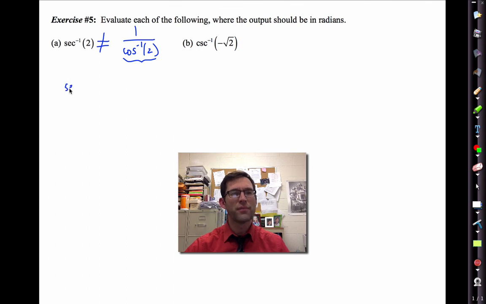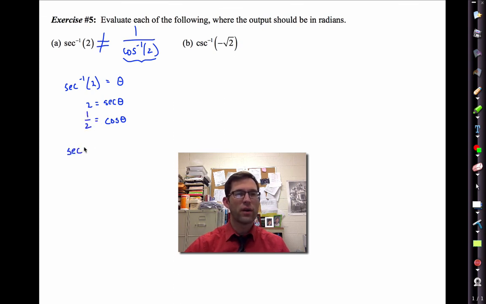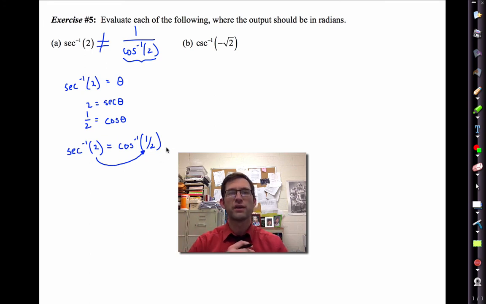Let's explore this a little bit. We know that whatever this is, it's going to be an angle. Let me call it theta. So what we know is that the secant of that angle must be 2. But think about it. That means the cosine of the angle must be 1/2. So in fact, whatever the angle is, the inverse secant of 2 must be the same as the inverse cosine of 1/2.